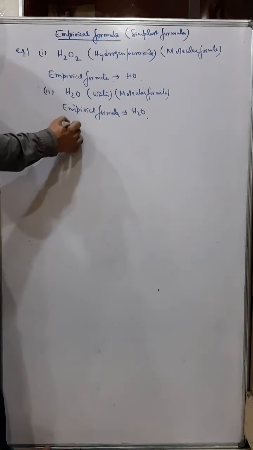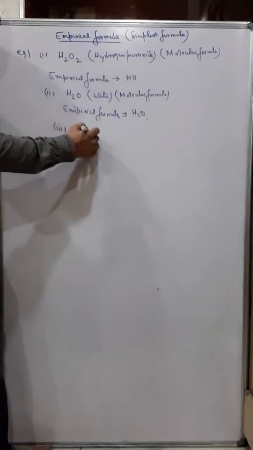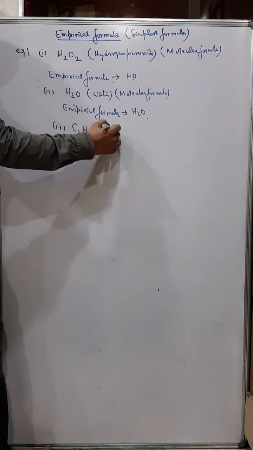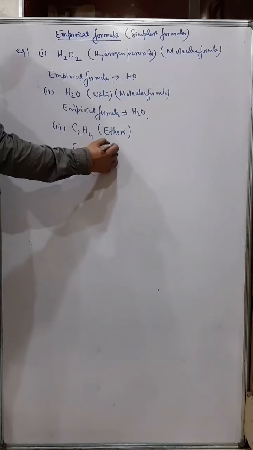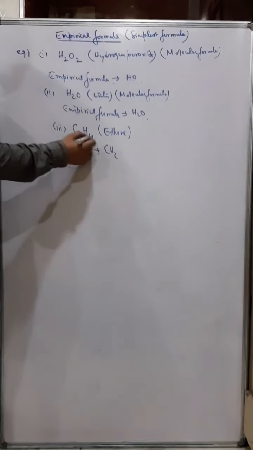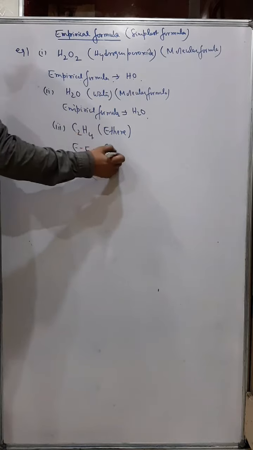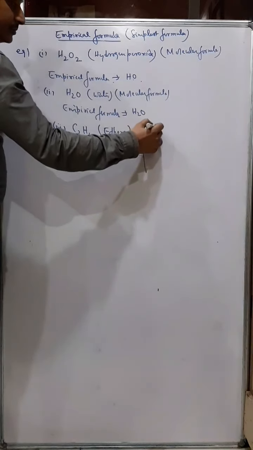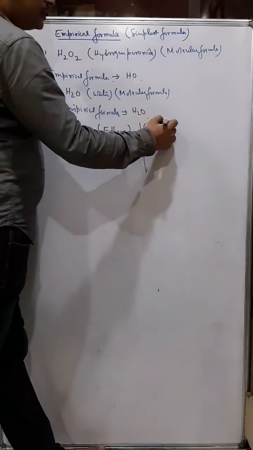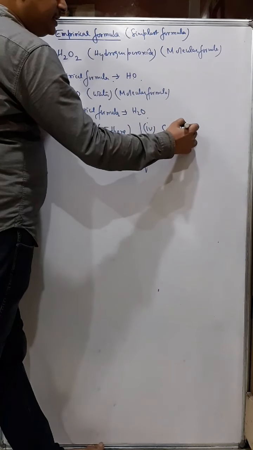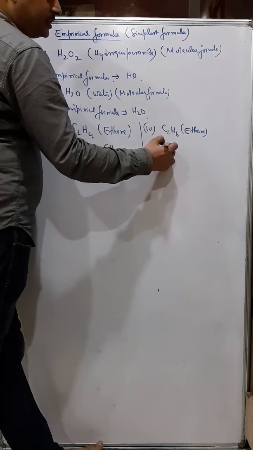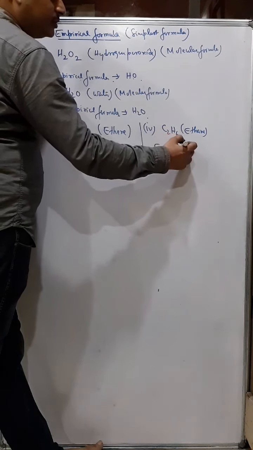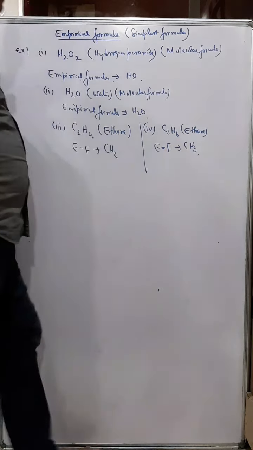Now see, this is C2H4. This is ethene. So the empirical formula of C2H4 will be what? CH2. The 2 and 2 got cancelled, so CH2. Similarly, if you have C2H6, that is ethane, then the empirical formula will be, cancelling the common terms, CH3.